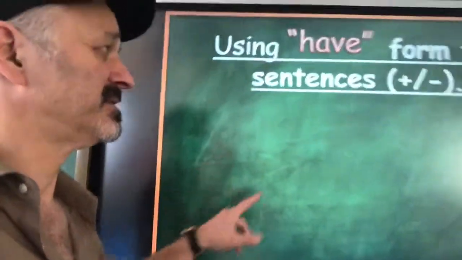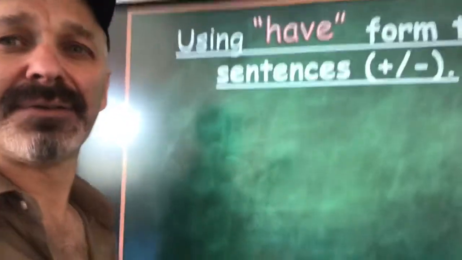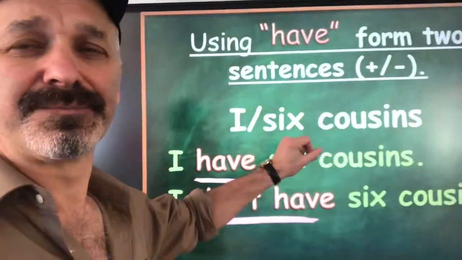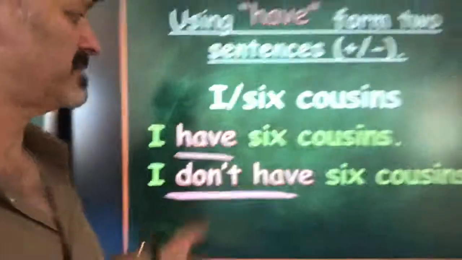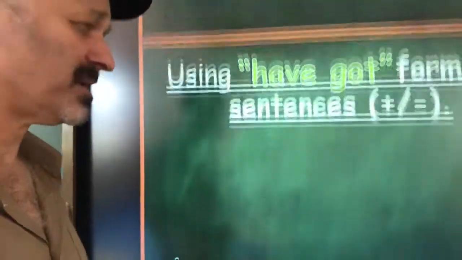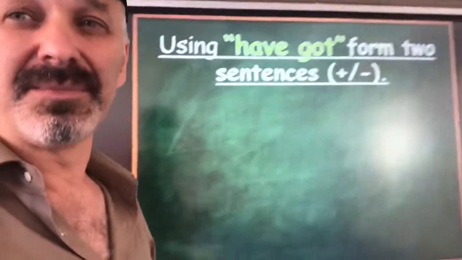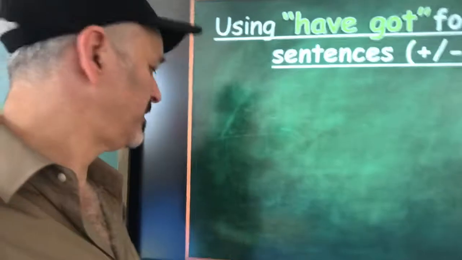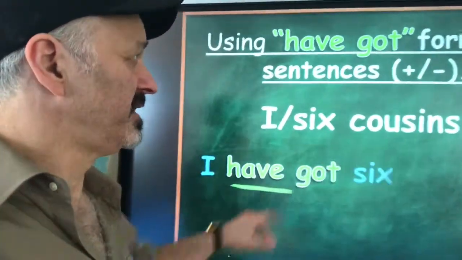I want 2 sentences, a positive and a negative, using have. I give them some prompts, and they have to come up with the 2 sentences. Sometimes I try to get them to write it, but that can go very slow. You can have them come up to the board and write it. And then I do it with have got.